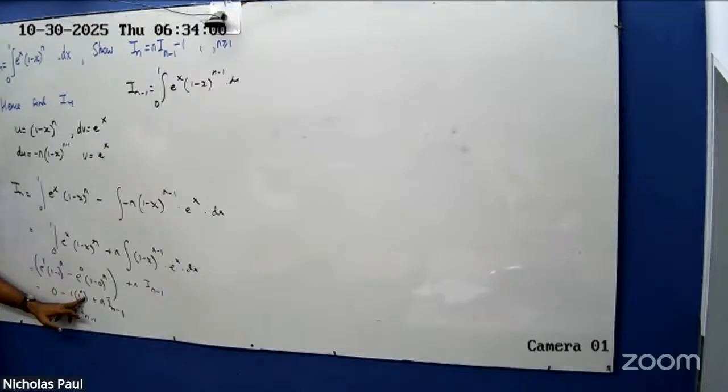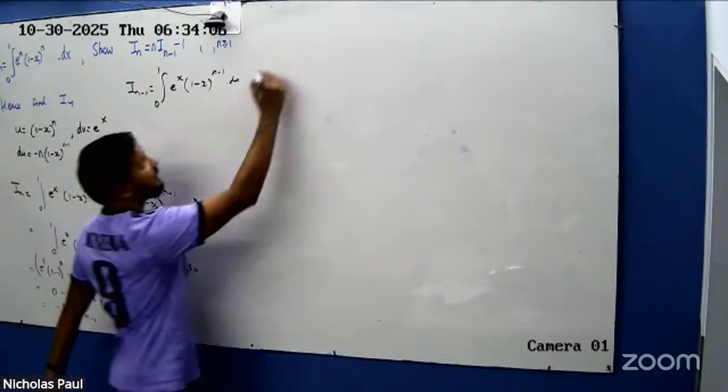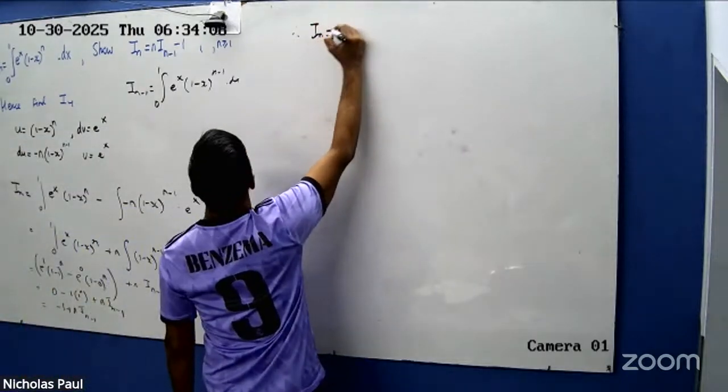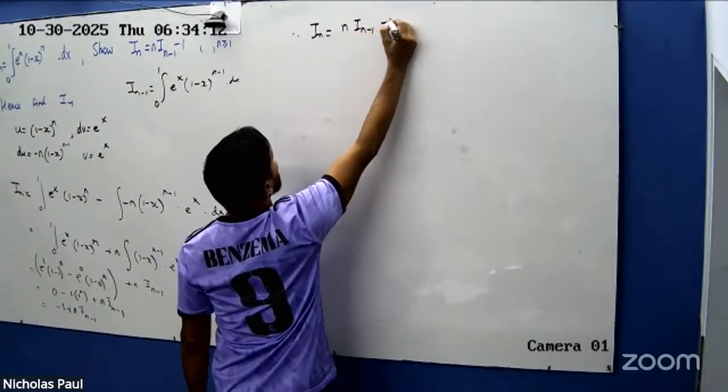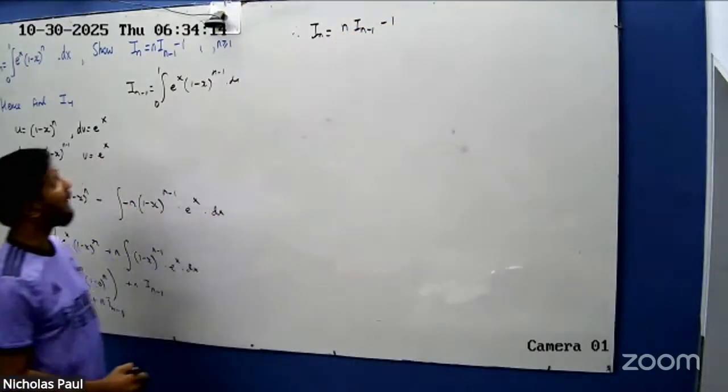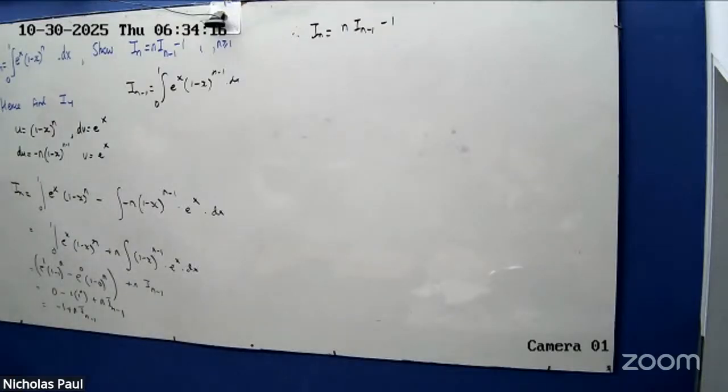1 to any power is just 1. So now I have the answer there. What I have to do is just flip it around, right? So I have I_n is n I_(n-1) minus 1. We gotta remember how to do this, right? Plug it in and simplify.